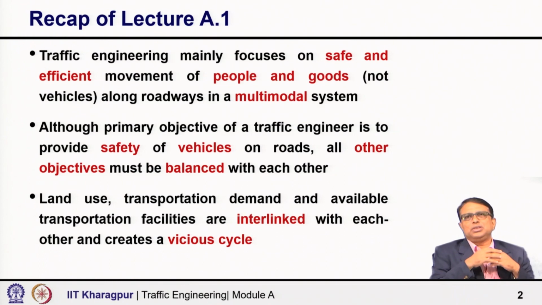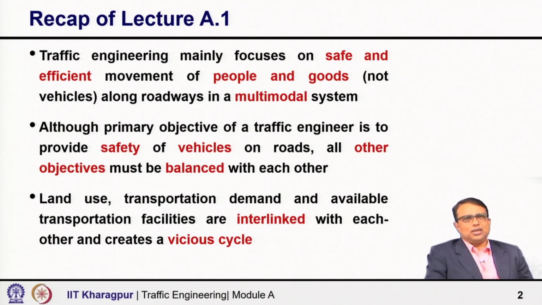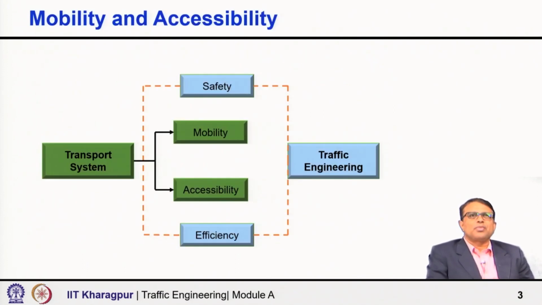The third point, we said that land use, transport demand and available transportation facilities are interlinked with each other, and therefore create some kind of a vicious circle. So, we must understand these interactions: if we are improving transportation systems, what is going to be the impact of that on the land use and thereby subsequent impacts.